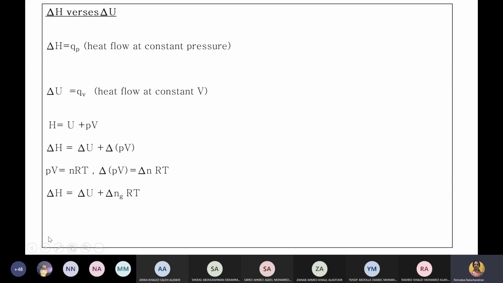Delta H versus delta U. This I told you already. Do you remember? QP is the heat change, heat evolved or absorbed at constant pressure. Then delta U is the heat evolved or absorbed at constant volume. How do you find the value of delta H? Can you give me a device which can be used to find it?